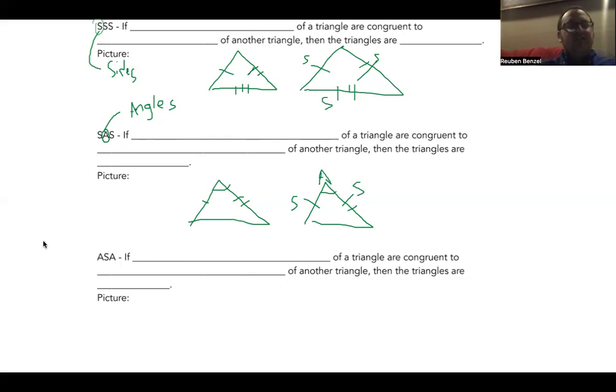So I do like you to fill in those quick notes just to make sure that you have the five main triangle congruence theorems.